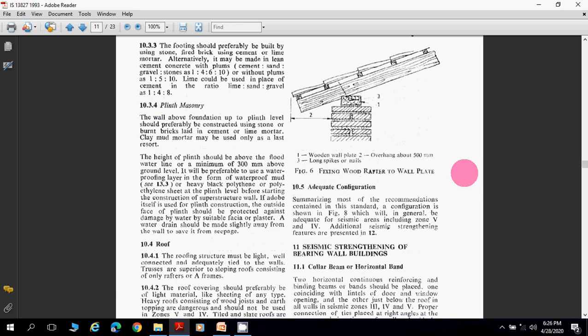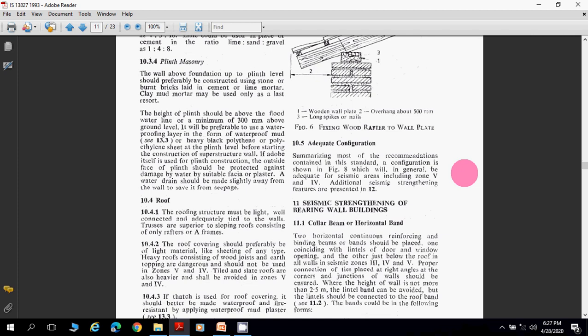Plinth masonry: the wall above the foundation up to plinth level should preferably be constructed using stone or burnt bricks laid in cement or lime mortar. The height of plinth should be above the flood water line or a minimum 300 mm above the ground level to be adopted. So the plinth level should be 300 mm above the ground level or the highest flood water line.